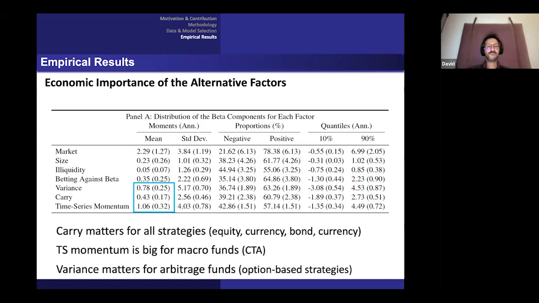And some of the alternative factors are actually delivering a high percentage of the average return. So we see that, for instance, carry, variance, and time series momentum have large numbers. And again, it makes sense. Carry matters for all strategies, whether you are in equity, currency, or bond. Time series momentum is big for all the macro funds, such as CTAs, and variance matters for arbitrage funds because it captures the option-based strategies followed by these funds. So when you discuss with hedge fund managers, these results are not surprising to them at all.